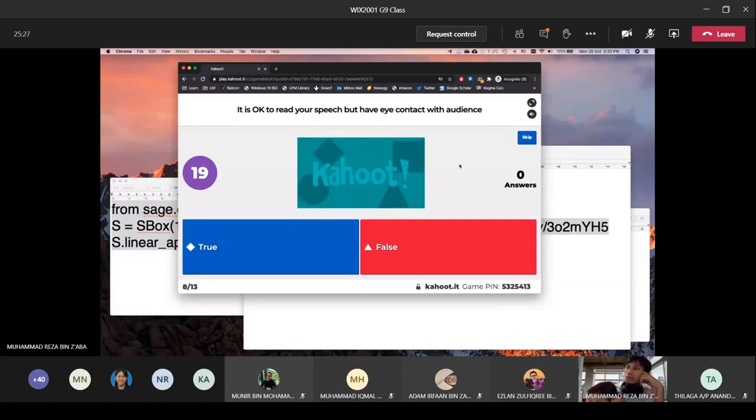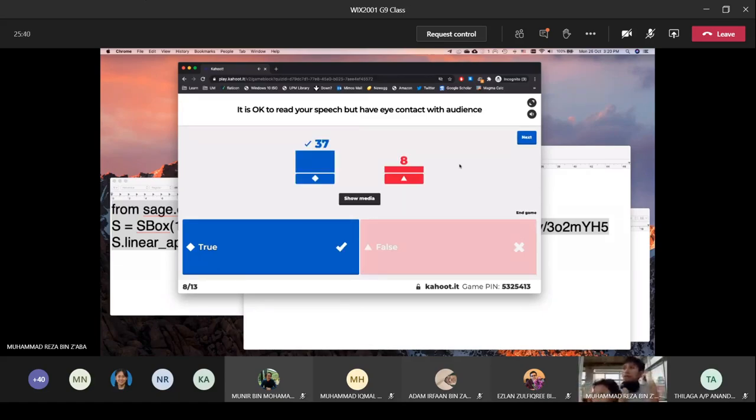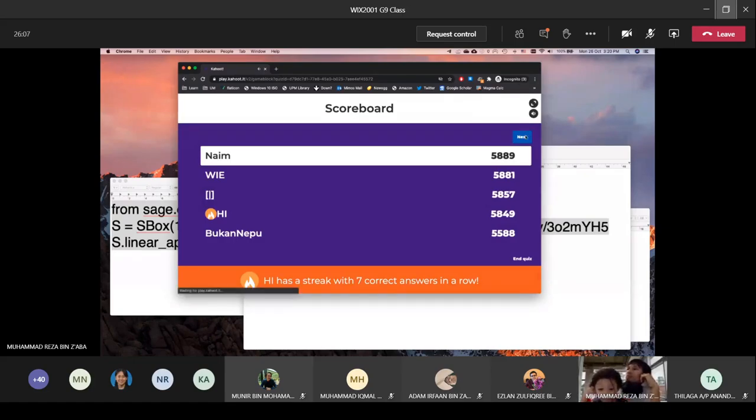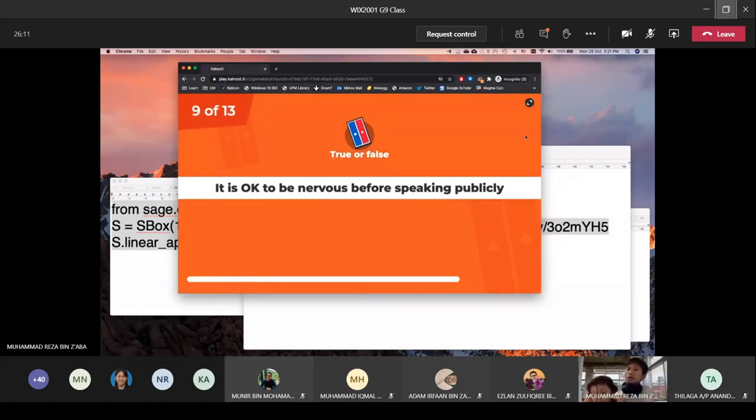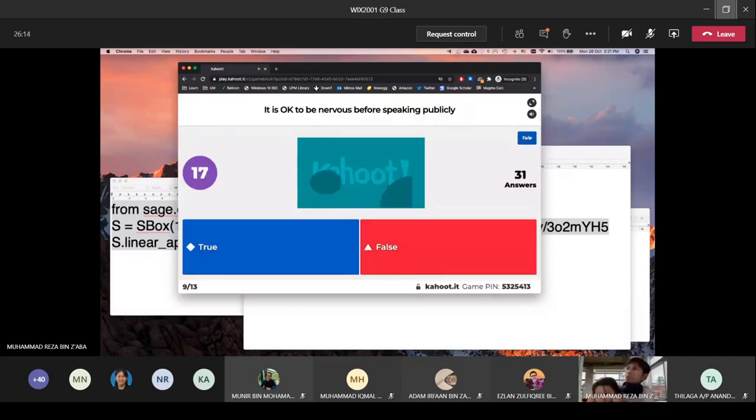Okay, is it okay to read your speech but still maintain eye contact with the audience? Because sometimes you need to read certain parts which cannot be misread, so you want to read a statement properly. So you can still read your speech, but at the same time, try to maintain eye contact with the audience. Is it okay to be nervous before you speak publicly?